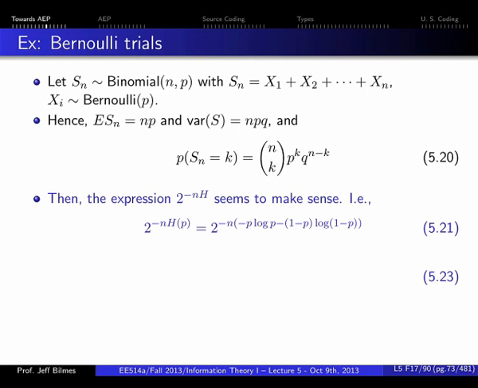So 2 to the negative nH is equal to 2 to the negative n, and let's put in the entropy. So the entropy is negative p log p plus 1 minus p log 1 minus p. Okay, and let's just solve for this. So it's 2 to the log p to the np plus log of 1 minus p raised to the n(1 minus p). And it's equal to, then the 2 and the log cancel out, so you get p to the np times q to the nq. So this quantity then becomes exactly analogous to this part.